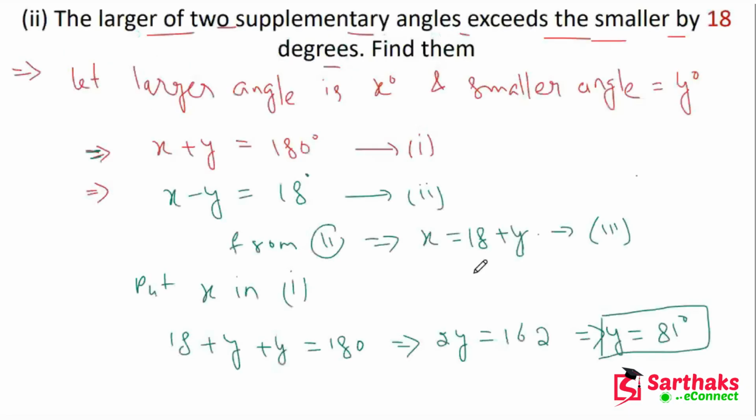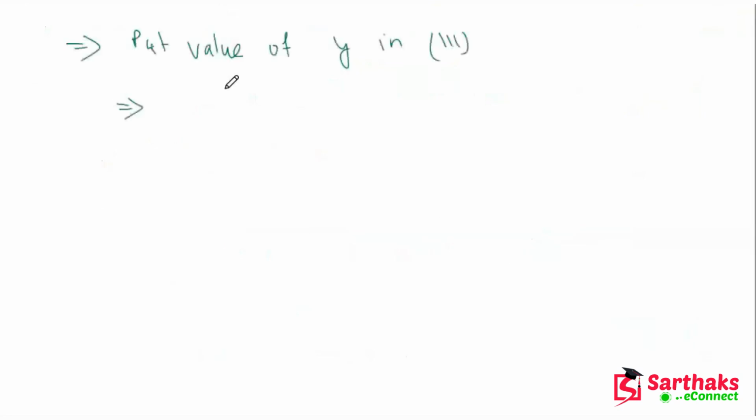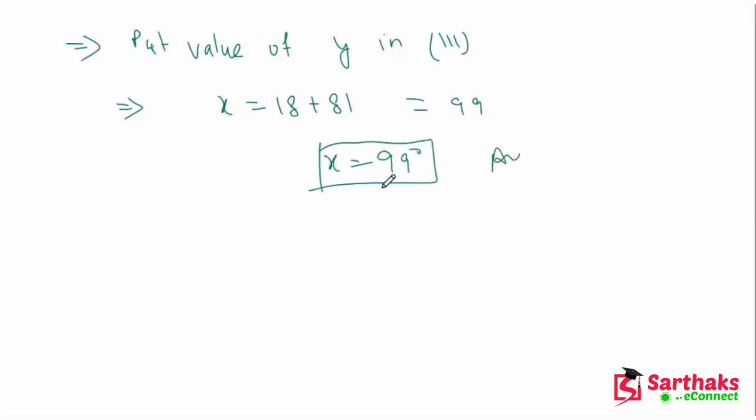Equation third is x equals 18 plus y, which means x equals 18 plus 81. Then we get 99. So x is equal to 99 degree. This is our answer. So the smaller angle is 81 degree and the larger angle is 99 degree.